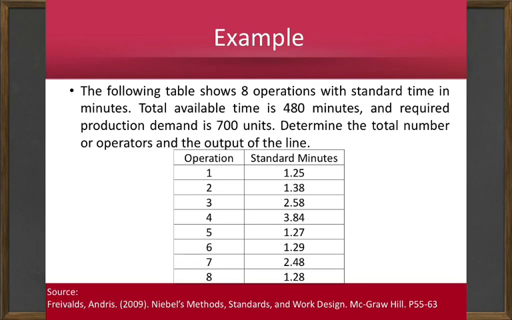So, for this given example, we have 8 operations with their respective standard time in minutes. Now, we have the total available time of 480 minutes, which is usually an 8-hour shift. And then the production demand is 700 units. So we want to determine the total number of operators and the output of the line.